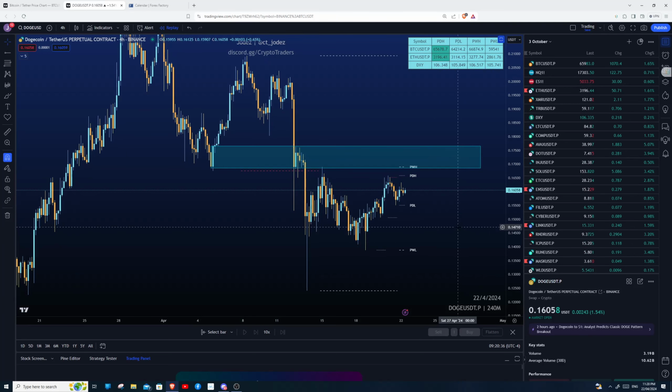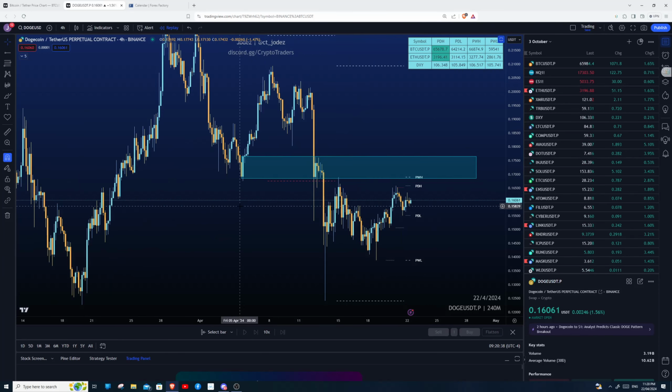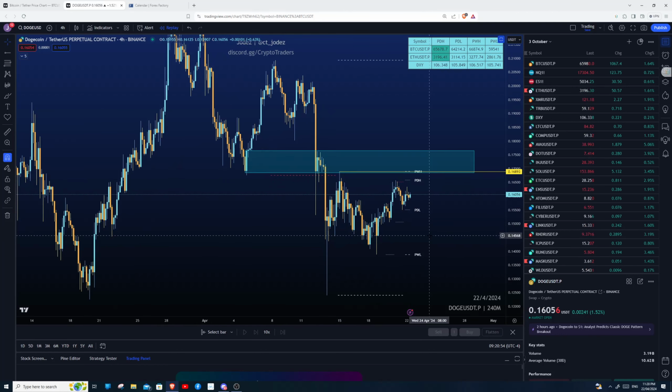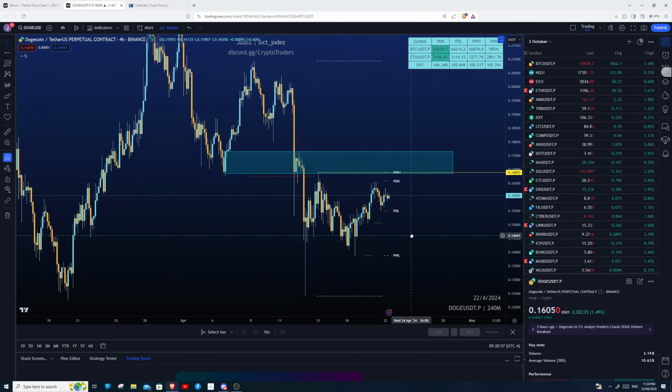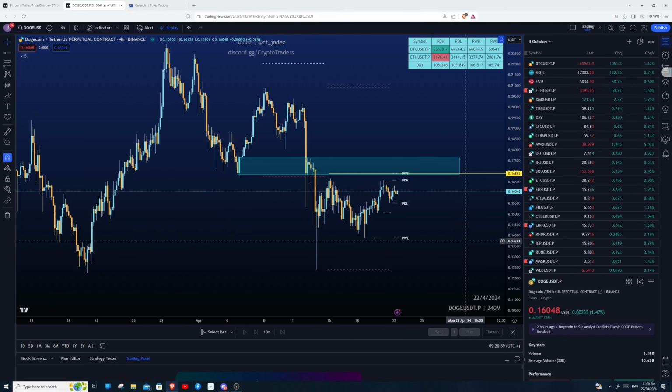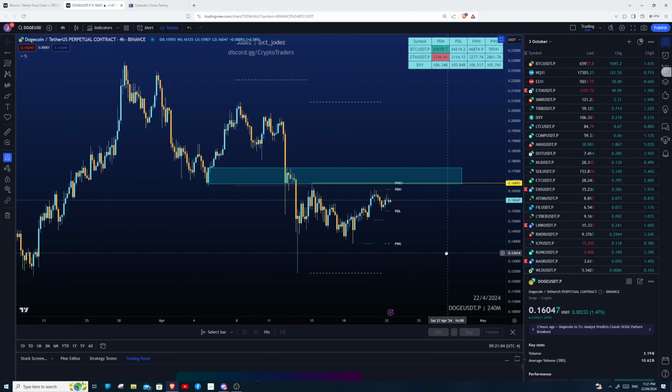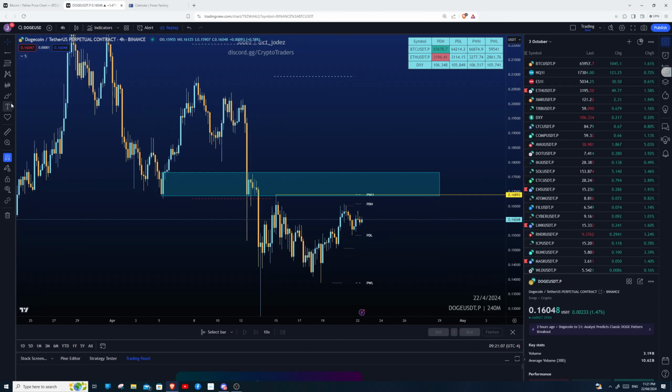So you can see I have this level marked out here. So this is the breaker block, which previously gave a rejection, affirming it as a resistance level. So once the price reaches close to 0.169, you can probably expect a rejection and retracement, in which case you might want to trim your position if you're holding a long. If it can break above and sustain above, that is a bullish reclaim, and that signals continuation.